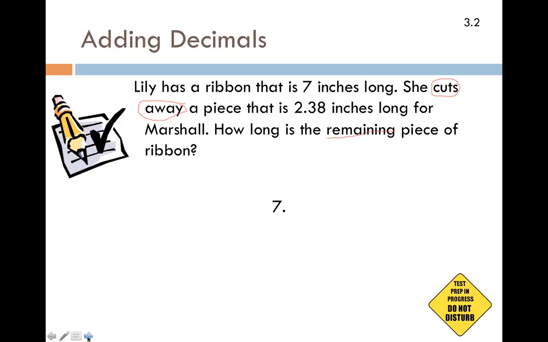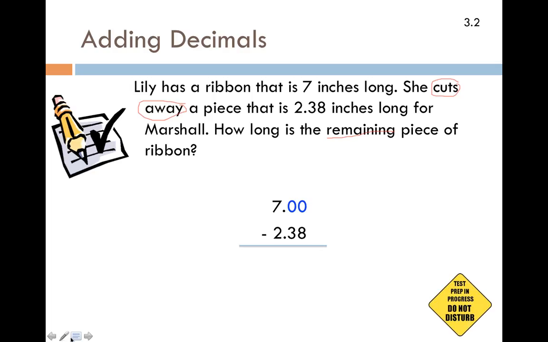Okay, so we've got that 7 inches. We're going to go ahead and convert that to a decimal, fill in those zeros, and now we're ready to perform our math. And of course, as you guys stated, cut away, which means the same as take away, and then in the question, remaining lets us know that we're going to be subtracting here. So we're going to go ahead and subtract.